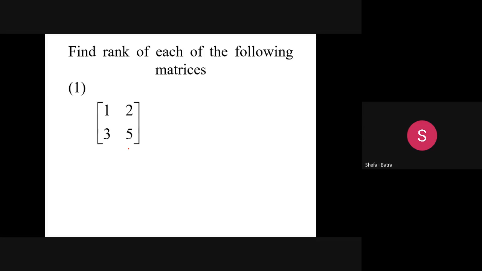If normally I'm asking to find the rank of this matrix, and the definition of rank is clear to everyone, then you can tell me what the rank of this matrix is. Let us say this is equal to A. Now my question goes to you. Tell me the answer. Rank I represent with this symbol. Now tell me, what is the rank of this matrix? Ma'am, 2.